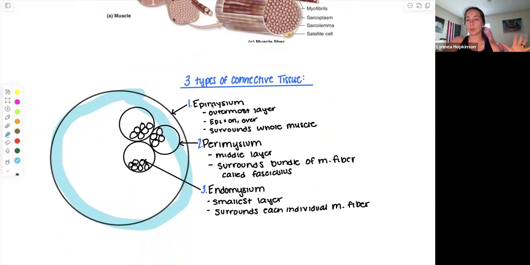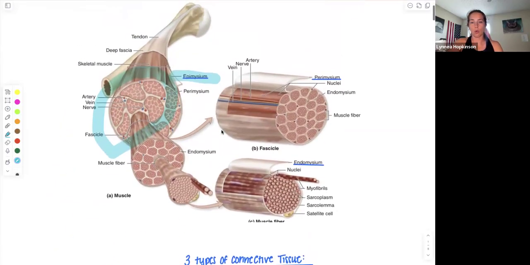And I like to remember this because epi means on or over in Latin. And if you think about it, it's over the whole muscle. So epi, over the whole muscle, epimysium. Then our second connective tissue layer is going to be our perimysium, which we see here in this diagram. If we blow this up, looking at a fascicle here.